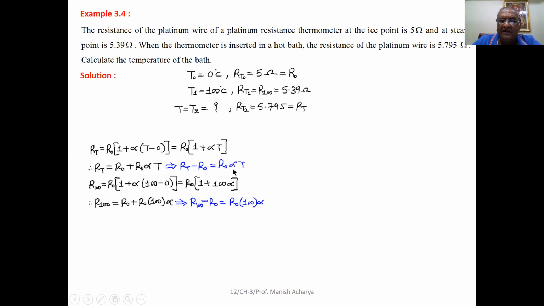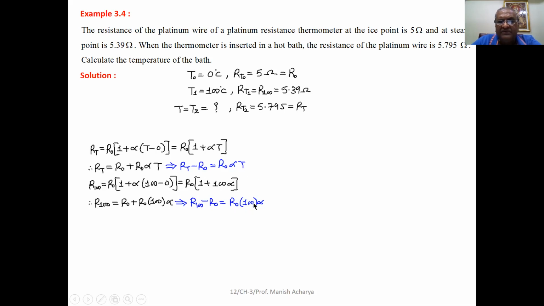Similarly, prepare another equation for 100 degrees Celsius. So R100 equals R0 into 1 plus alpha into (100 minus 0), that is R0 into 1 plus 100 alpha. Again, simplify this one. So R100 equals R0 plus R0 into 100 into alpha. Take this R0 on the left hand side. So R100 minus R0 equals R0 into 100 into alpha.